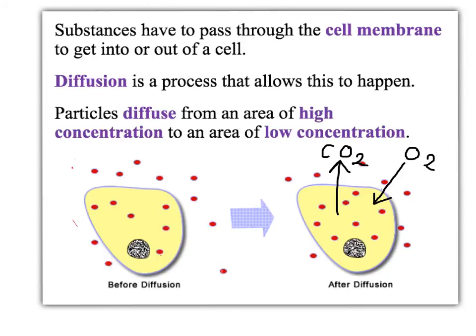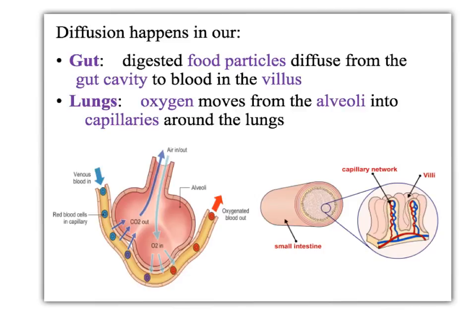So if we now look at some examples then of where diffusion might take place. So diffusion happens in our gut. If we have a look at the diagram here, we can see our small intestine, and we can see the small intestine is folded into villi to increase the surface area. Now, food particles such as glucose, amino acids are going to diffuse from a high concentration inside the gut into a low concentration in your bloodstream.